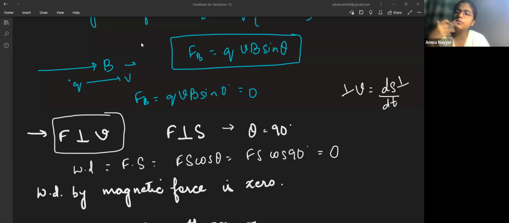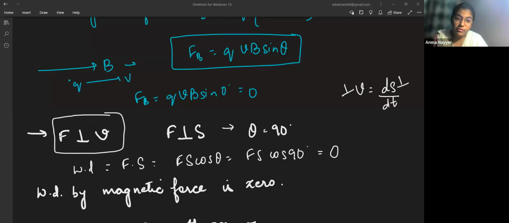Basically, whatever work is done is not just by a particular force. It's by any object, by any action. Half mv square is the formula of kinetic energy. So whatever work is done is equal to the change in kinetic energy.